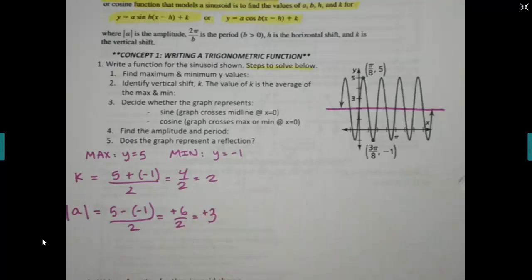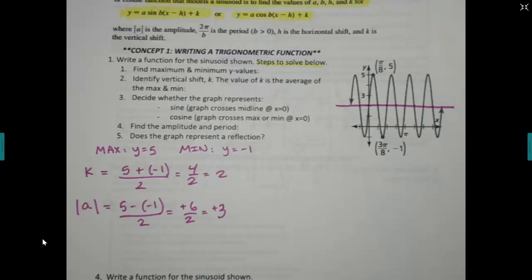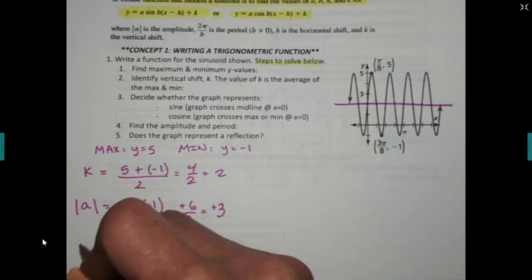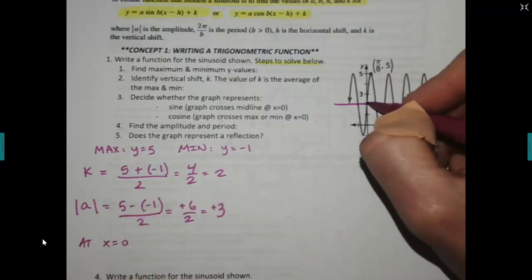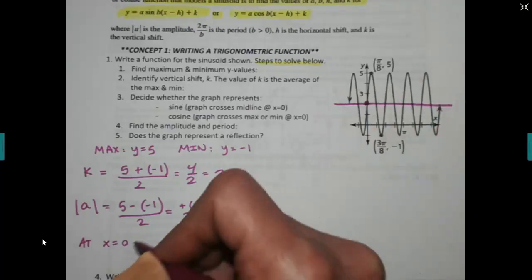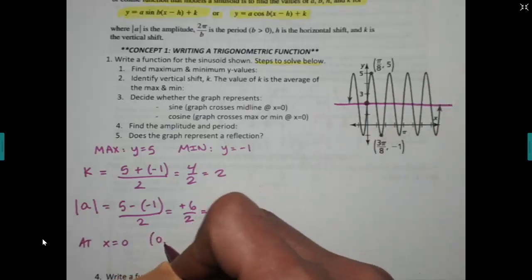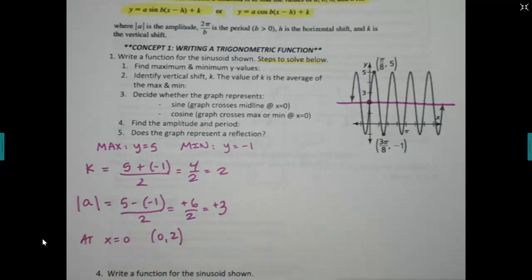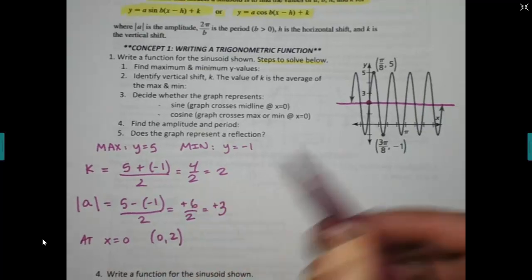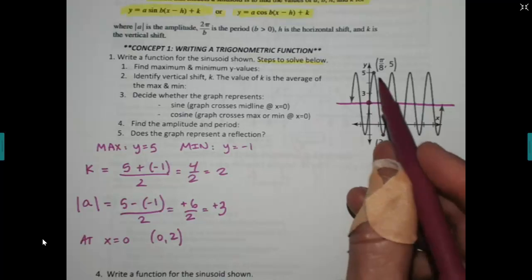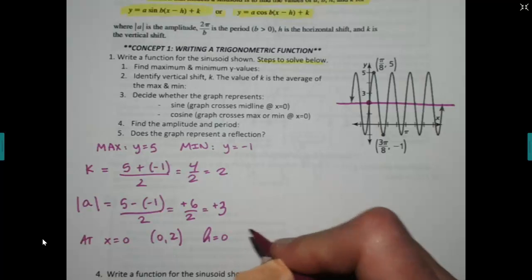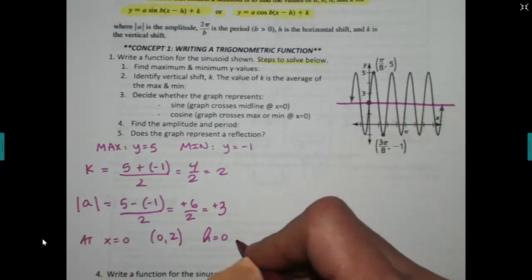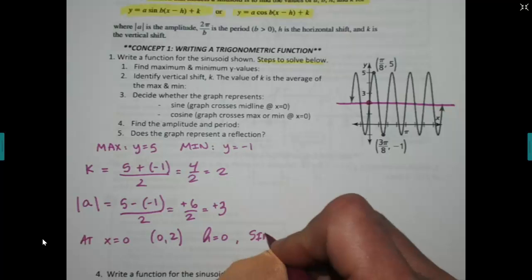So next, after I find a, I'm going to determine if it's a sine or cosine function, and at x equals 0 is where I'm going to start, right at the y-axis, and it starts right there. Right? So I got (0, 2) as my starting point. And since it starts at the midline, or if you even start at the max value, there is no h. So h equals 0, and then since it starts at the midline, I also know that it is a sine function.